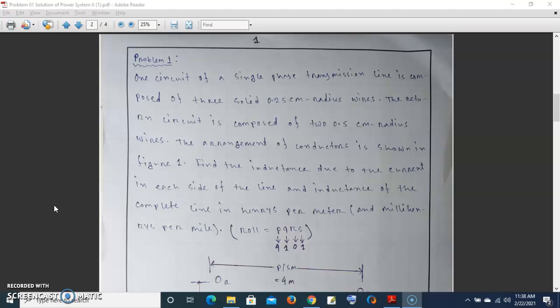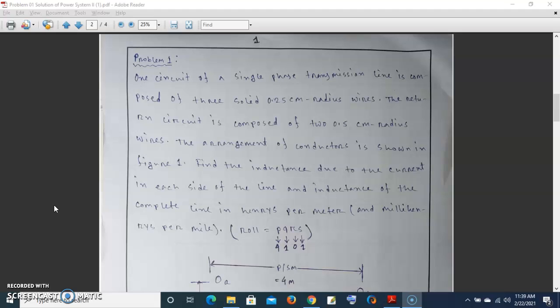Our last topic was problem 1. In problem 1, one circuit of a single phase transmission line is composed of three solid 0.25 centimeter radius wires. The return circuit is composed of two 0.5 centimeter radius wires. The arrangement of conductors is shown in figure 1.